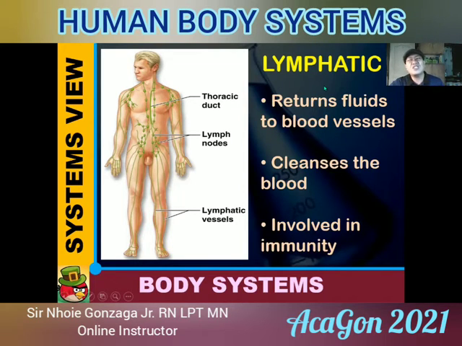So the functions of the lymphatic system: number one, it returns fluid to blood vessels. It helps the heart in cleaning the blood. And the greatest function that it has is it is involved in promoting immunity to us so that we will have resistance to infection and contamination, especially in this time of great pandemic. That is the lymphatic system. It's always synonymous with immunity.